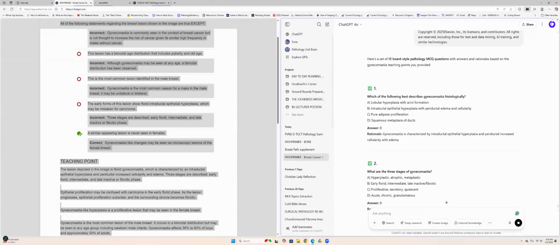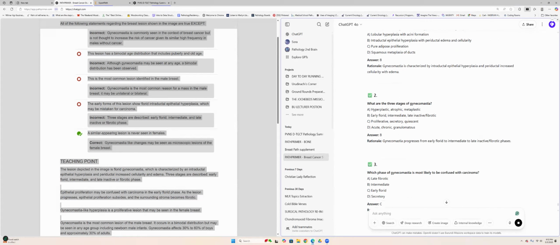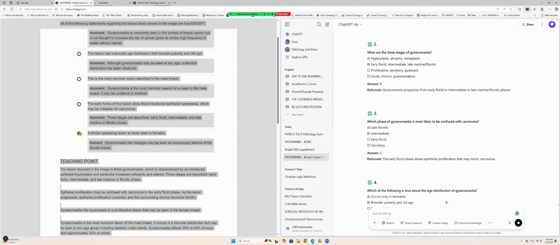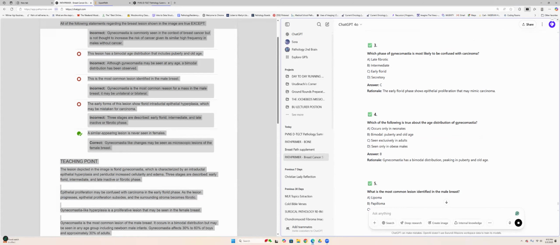Three. Which of the following best describes the histology? The three stages of gynecomastia: early florid, intermediate, and late fibrotic stage. What phase of gynecomastia is most likely to be confused with carcinoma? Early florid. Which of the following is true about the age distribution of gynecomastia?